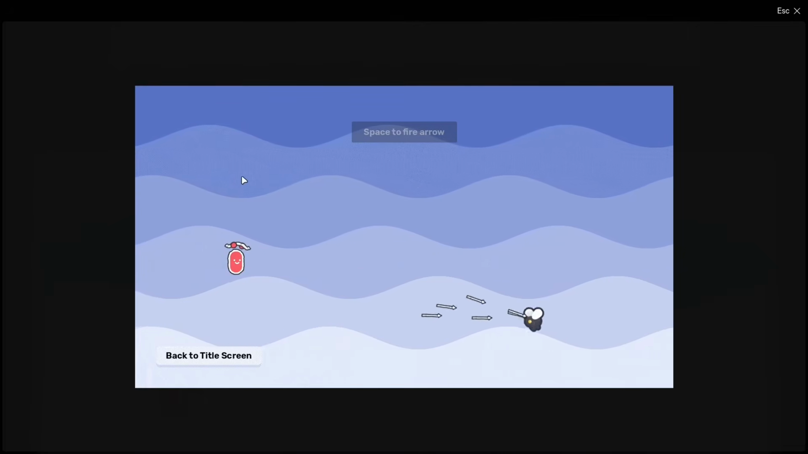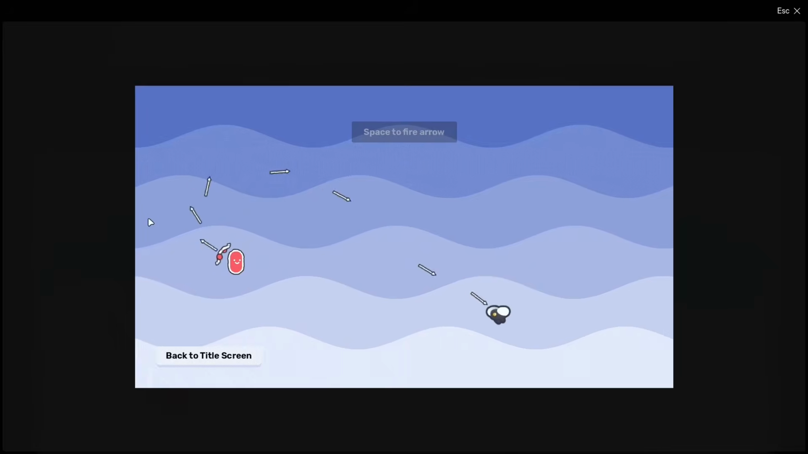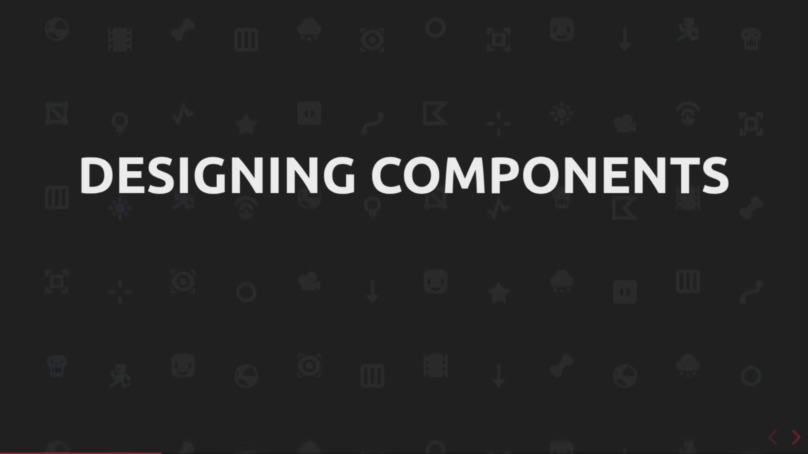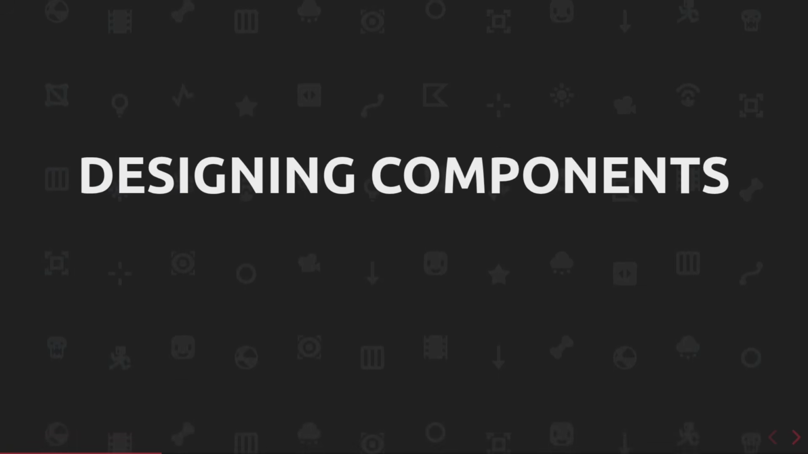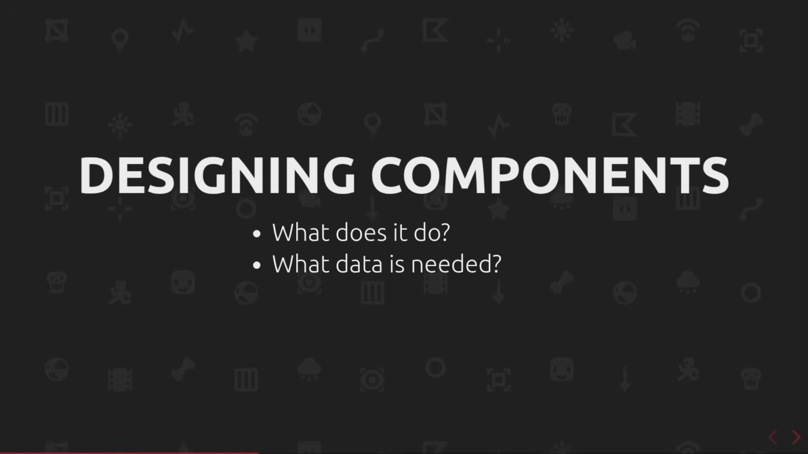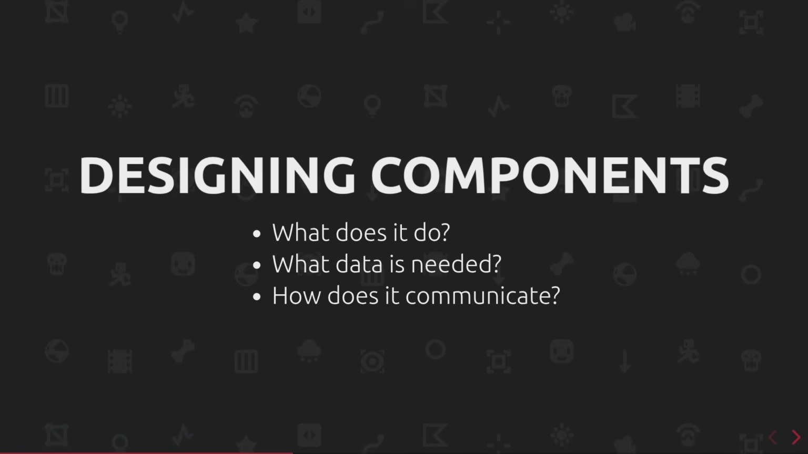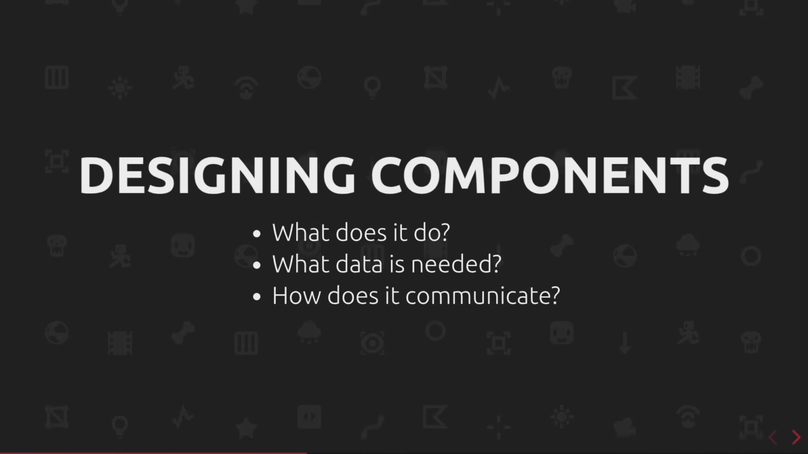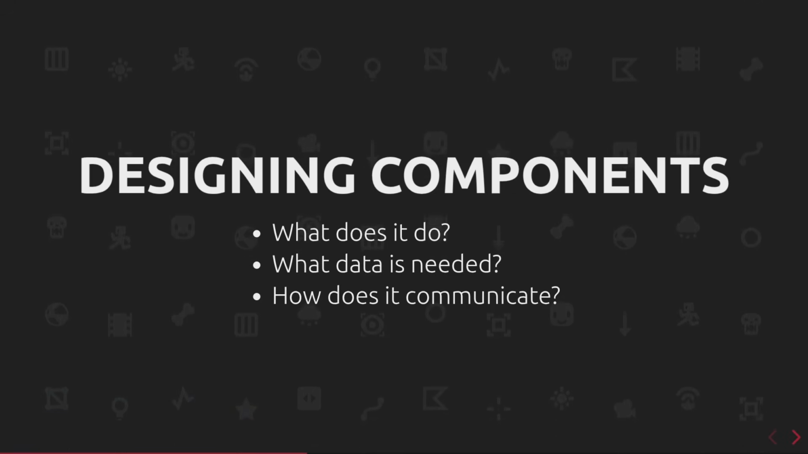In this video, we'll take a look at the homing movement 2D component. Now, designing components can be as easy as asking three important questions. What is that one thing that the component does? What data is needed for the component to do its thing? And finally, how does it communicate with other components or the outside world in general?